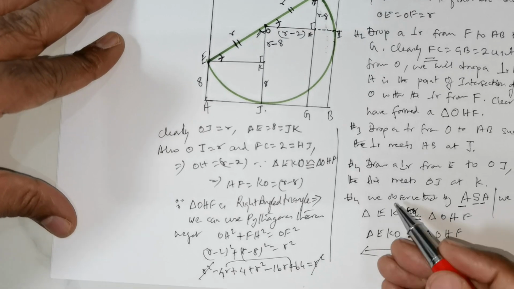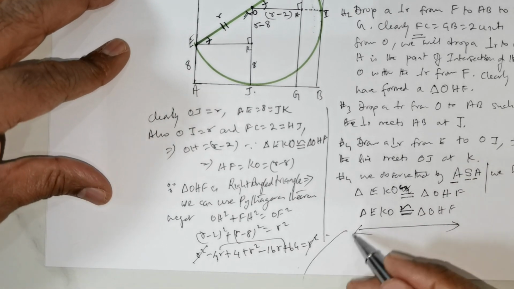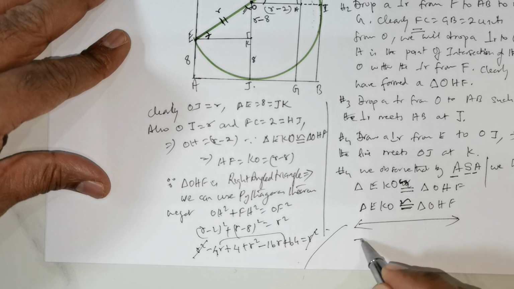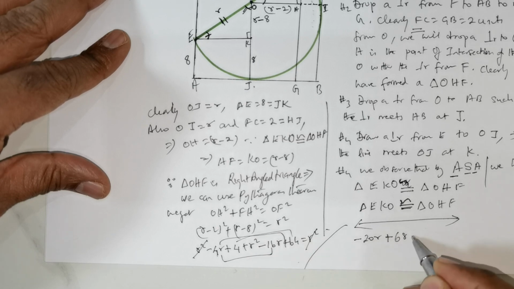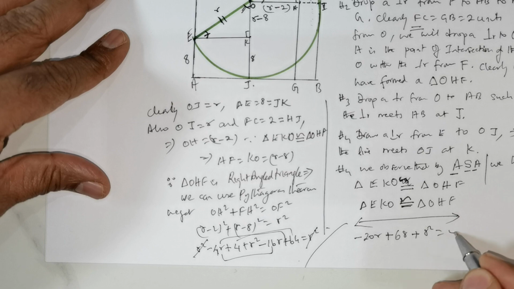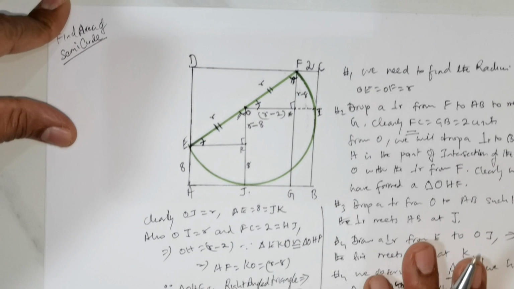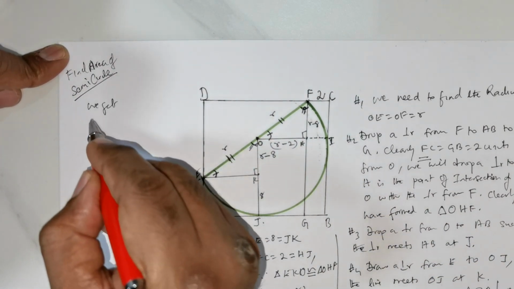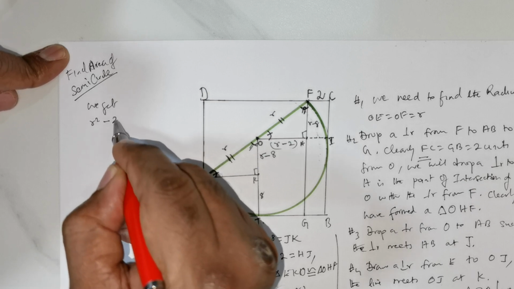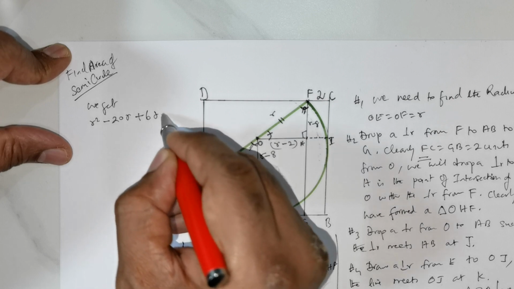Now negative 4R and negative 16R is negative 20R. That's fine. Positive 64 and 4, that's 68. And then you get R squared is equal to 0. So this is a quadratic equation. We get R squared minus 20R plus 68 is equal to 0.